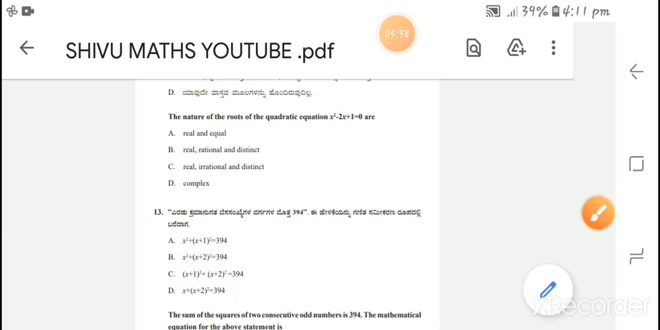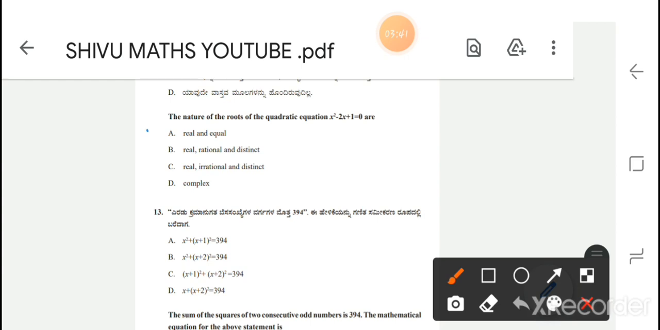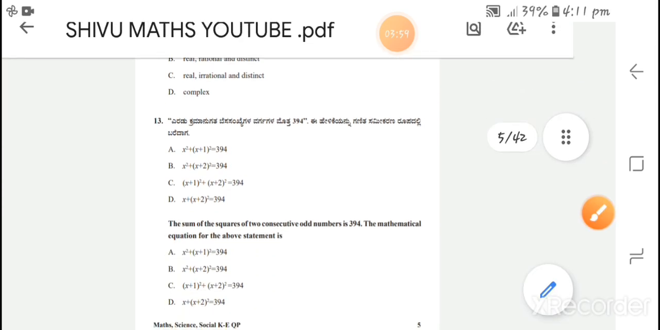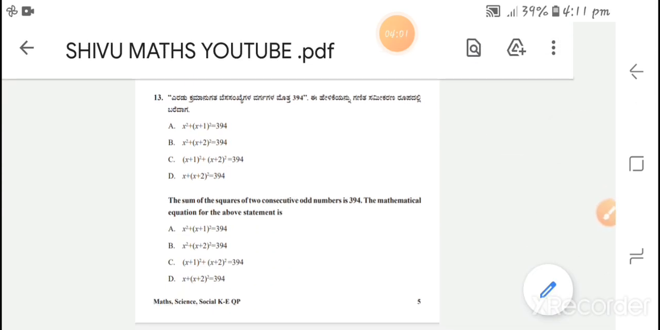Which is the right option? Option A is the right one: real and equal. Suppose the delta is greater than 0, that means positive, the roots are real and distinct. Here option B, option C, option D are all wrong. Okay. Next we will pass on to the 13th question.